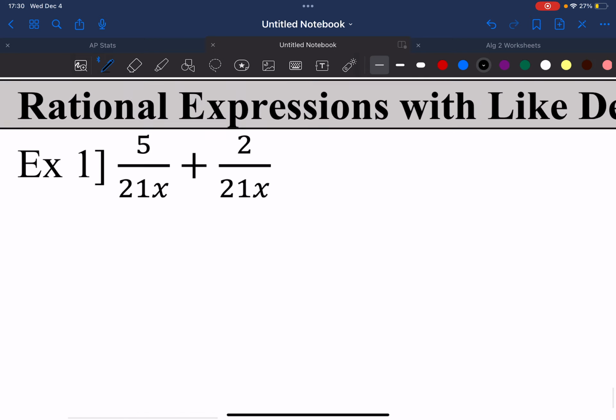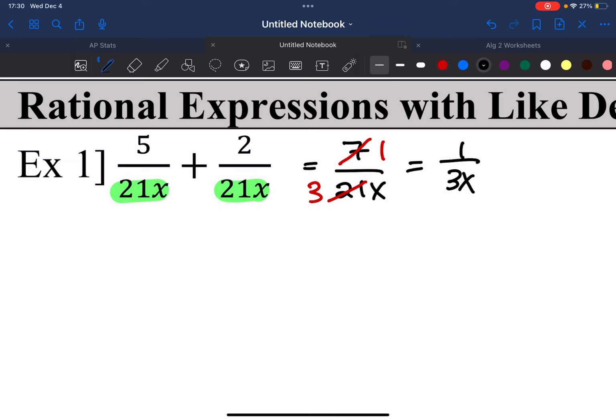Okay. So on number 1, notice that they both have 21x as their denominators. Since they are the same, we can just add the numerators. So 5 plus 2 is 7 over 21x. Then we see if we can reduce anything. Well, there is a number that can go into 7 and 21, and that number is 7. So 7 divided by 7 is 1, and 21 divided by 7 is 3. So we have the answer 1 over 3x.